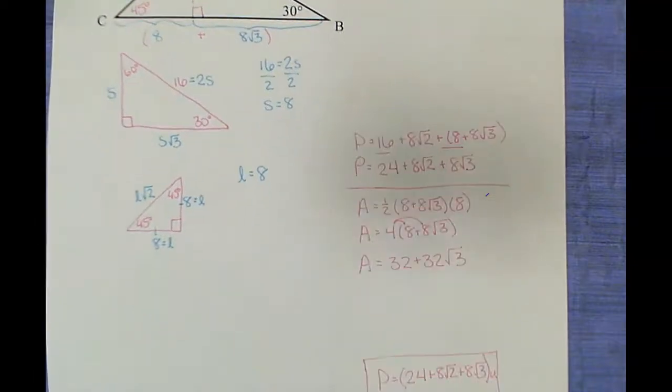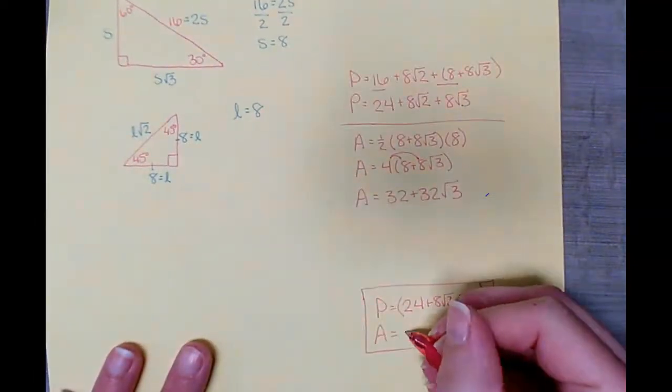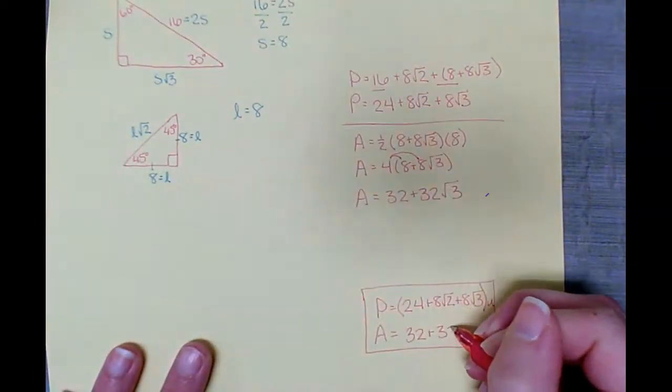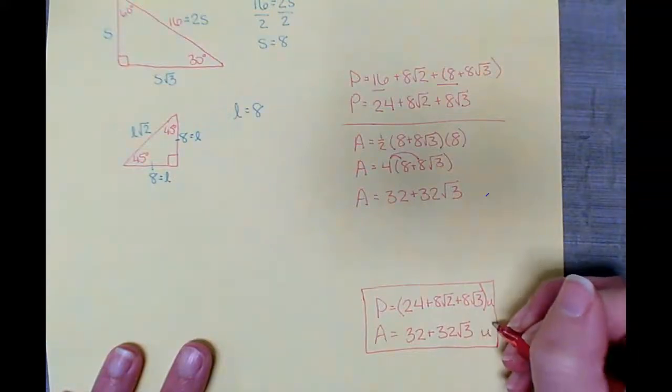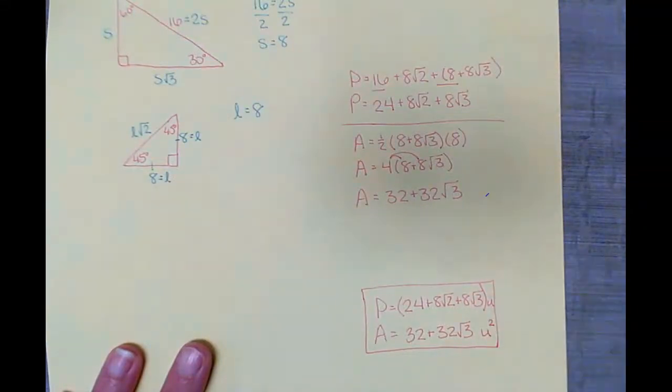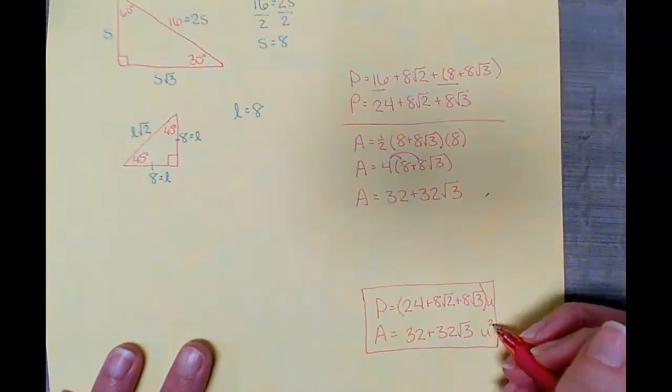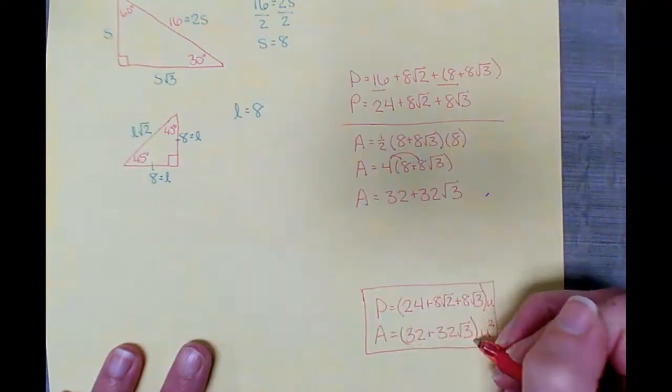And when I write that as my answer, I have 32 plus 32 square roots of 3. I want to measure in units, but not just units, units squared, because it's area. And then I also want to make sure that I apply the units squared to both terms, so I'm going to put these in parentheses.